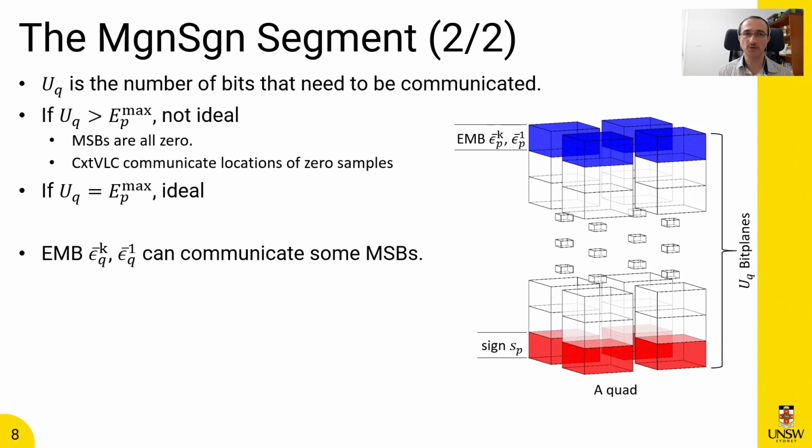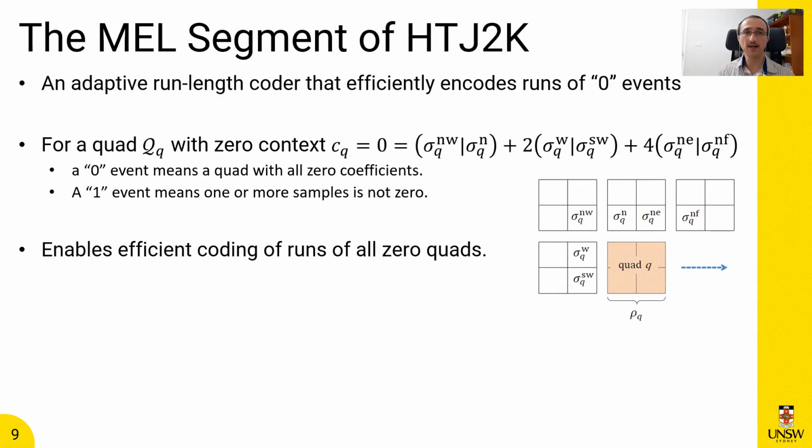The A and B code reduces the number of bits that needs to be communicated in the magnitude sign segment, but increases by a smaller amount the number of bits in the context VLC. The MEL coder is an adaptive run-length coder that efficiently encodes runs of 0 events. A 0 event occurs when a quad whose context is 0 has all of its samples quantized to 0. That is, its context is 0 and all its samples are 0.